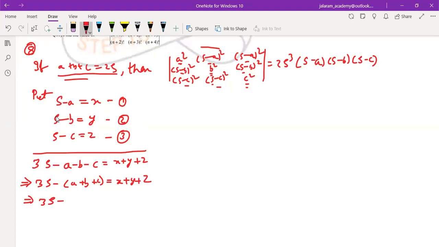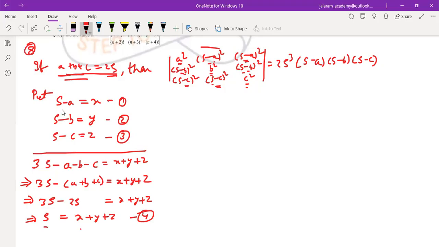When we have added, we have obtained 3s minus 2s equals x plus y plus z, that is, 3s minus 2s is s. So s equals x plus y plus z. Now a plus b plus c equals 2s and s equals x plus y plus z. And we have to change s minus a to x, s minus b to y, and s minus c to z. Now how to convert a in terms of x and y only?